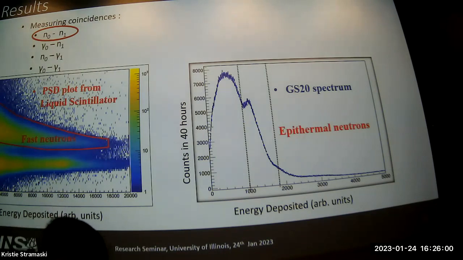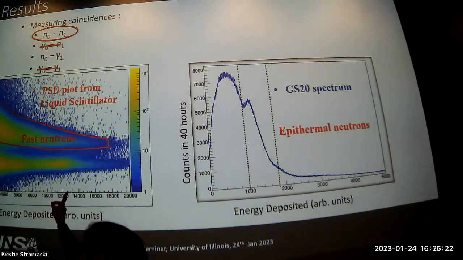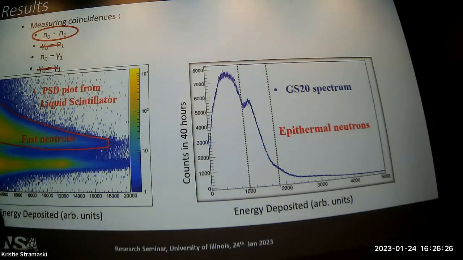Why are we using liquid scintillator? There's a reason, and that is that it can differentiate between fast neutrons and gammas. The first band is fast neutrons and the second band is for gammas. Just by selecting the topmost band, you get fast neutrons. So what does it do? It gets rid of gamma-neutron and gamma-gamma coincidences. So out of 3, we got rid of 2 contributions.